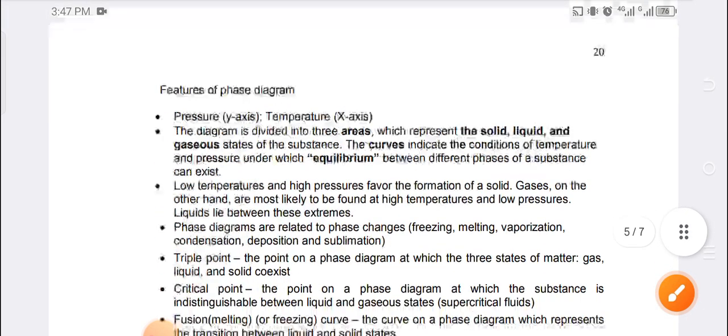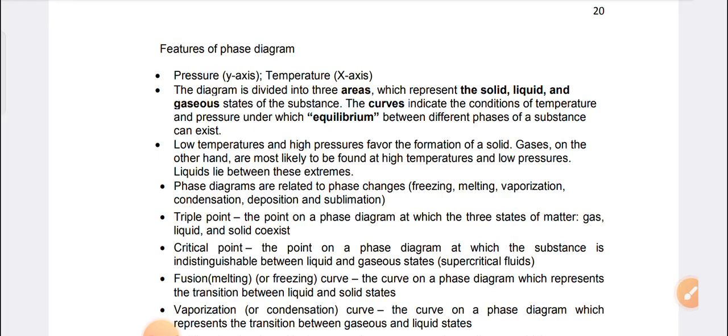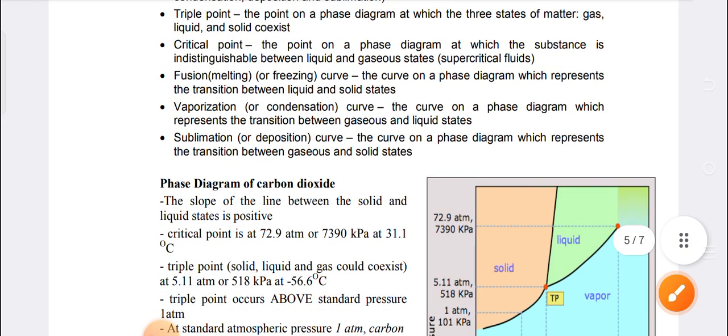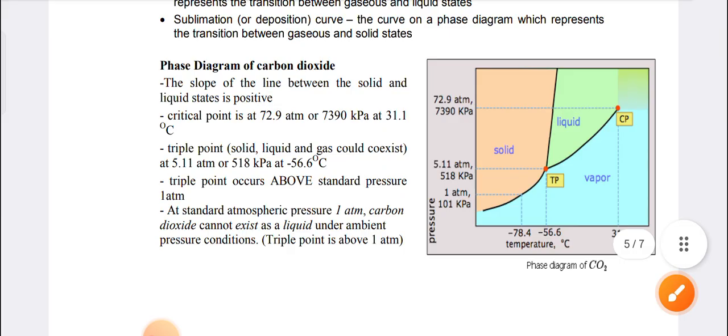Okay. So ito yung mga features ng phase diagram. So you have your x-axis, the y-axis, the three phases, and then you have here the equilibrium, which is the triple point. Or rather, these are the conditions, rather, the curves. And then you also have here your triple point, your critical point, your fusion curve, your vaporization curve, and the sublimation curve.